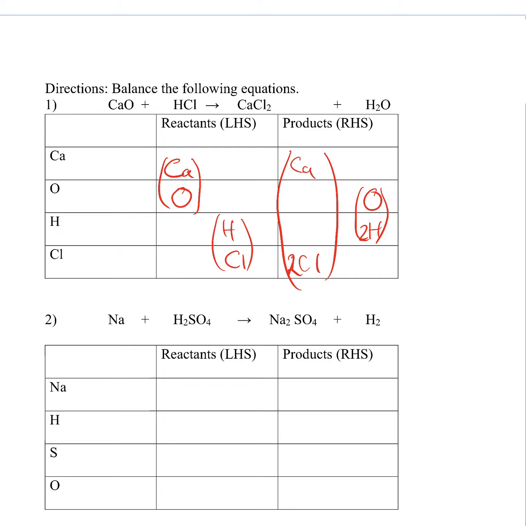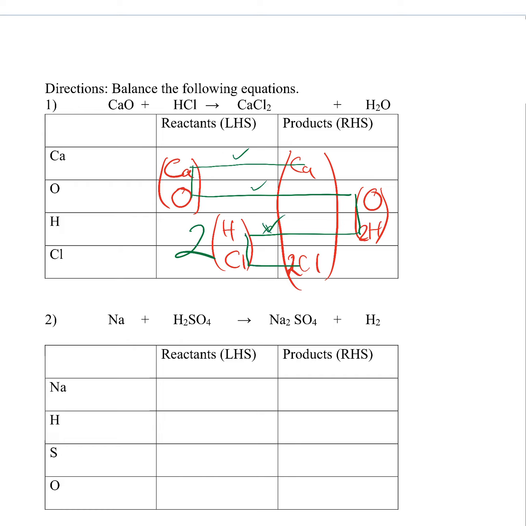Well, I'm just going to start with metals. So I'm going to check my calciums. Are they balanced? Yes. Move down to oxygen. Are my oxygens balanced? Yeah, so far so good. Move to hydrogens. Are my hydrogens balanced? No. So then we put a 2 in front. Okay, they're balanced now, so I'm going to change that to a check mark.